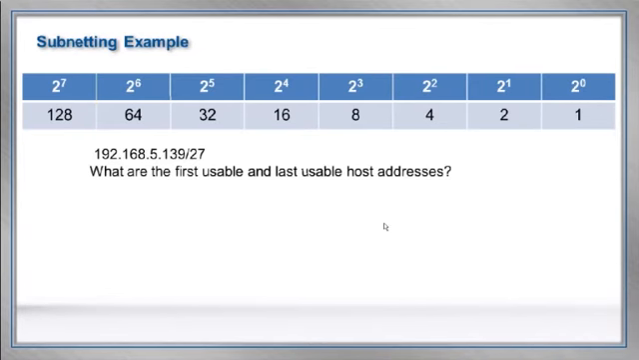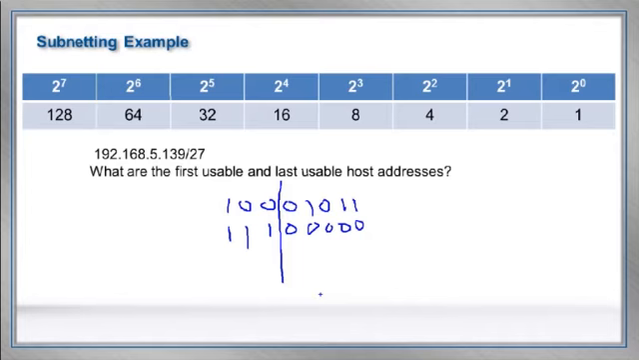Now we could ask the question, what are the first and last usable host addresses on that particular network we just looked at? That can be done by analyzing the binary. Once again, we have that IP address converted to binary: 1, 0, 0, 0, 1, 0, 1, 1. We have our subnet mask where we're borrowing the 3 bits. Then we divide them, and we know the network is 1, 0, 0.